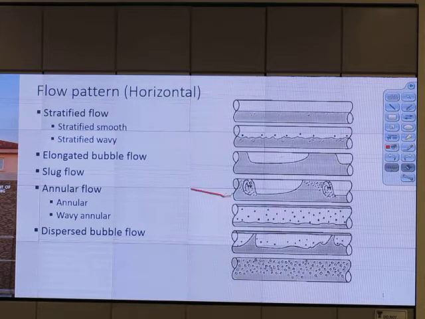For slug flow, this gas phase can be laminar flow, can be turbulent flow. Part of the liquid phase, this part in the slug body, most likely turbulent flow because it has the mixing. In the film region, most likely laminar flow, but it can also be turbulent flow. So turbulent flow and laminar flow happen in several parts of the flow itself.